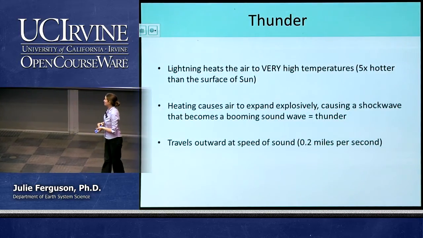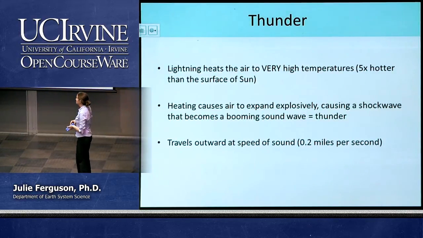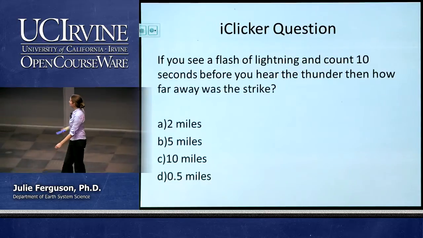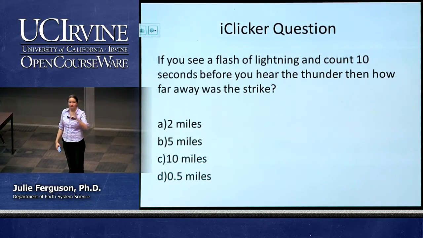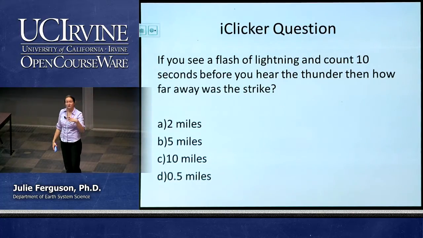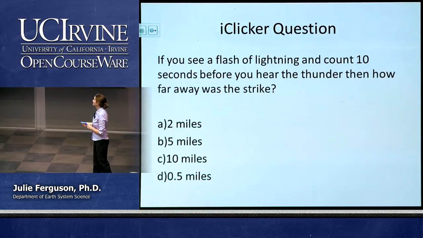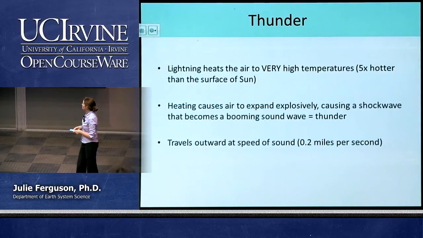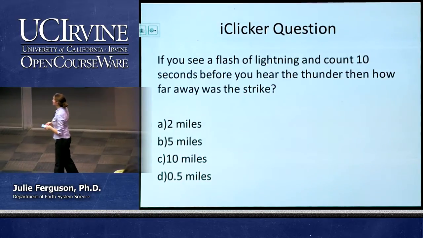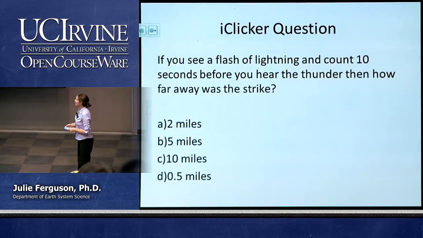And so that sound travels out at the speed of sound, which is approximately, for our purposes, 0.2 miles per second. Most people have done this: if you count the time between the lightning strike, the flash that you see, and the thunder, you can get a sense of how far away that lightning strike was. So remember, the speed of sound is 0.2 miles per second. If you see a flash of lightning and count 10 seconds before you hear the thunder, how far away was the strike?